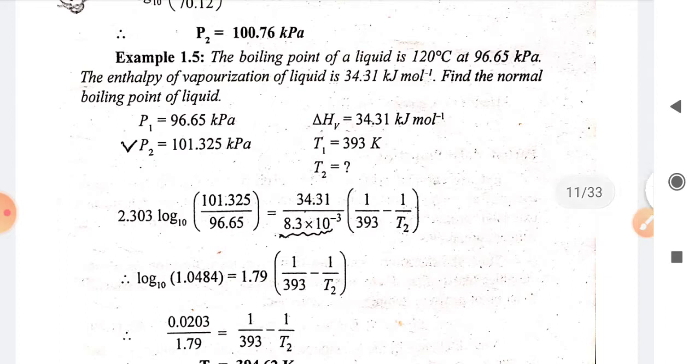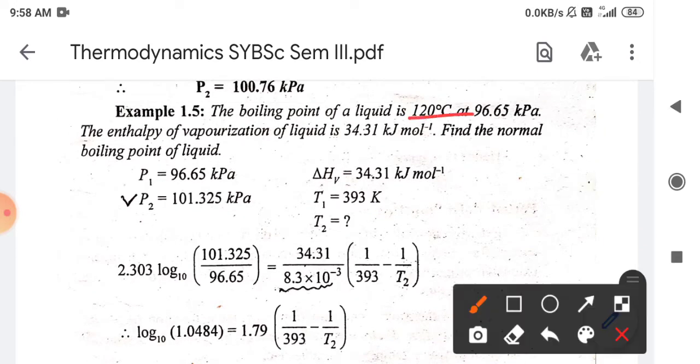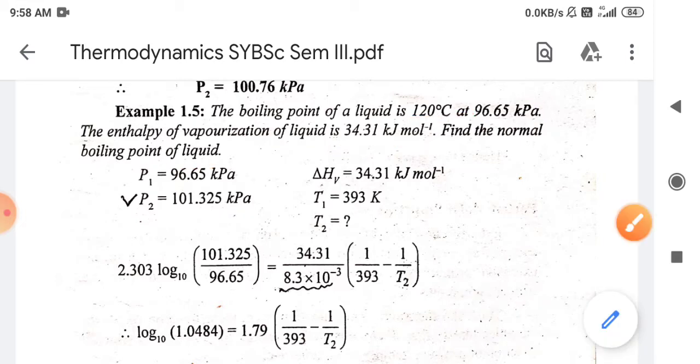Now consider the next problem: the boiling point of a liquid is 120 degrees centigrade at 96.65 kilopascal. The enthalpy of vaporization for the liquid is this much. So find the normal boiling point. Here the pressure P2 is not given, so what will we take? We need to take 1 atmospheric pressure, which is 1.01 into 10 raised to 5 pascal, or 101.325 kilopascal.